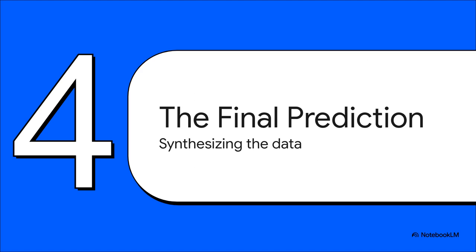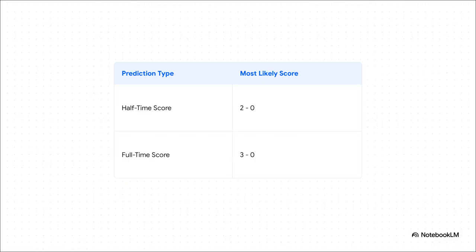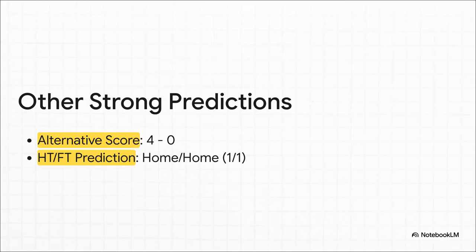So, after digging through thousands of old matches and spotting all these trends, what does it all mean for this specific game between Ukraine and Azerbaijan? Let's pull it all together into a final prediction. When you combine everything we've just seen, the high expectation for goals and those super common historical scores, the analysis lands on a pretty clear prediction: a 2-0 lead for Ukraine at halftime, which then becomes a final 3-0 victory. And the data also points to other strong possibilities that all tell that same story. A 4-0 final score, for instance, is also seen as very plausible. And that home/home prediction, where Ukraine leads at the half and wins the match, well, that's backed by that powerful 60% trend we just saw.